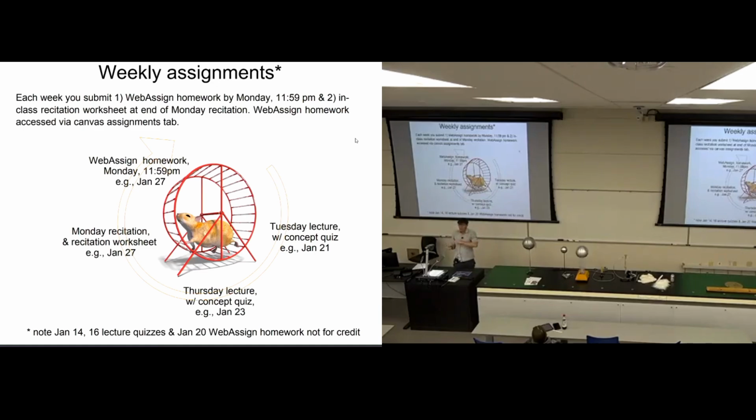Just like the recitation worksheets yesterday were not for credit, also like the quizzes that I'll give today and on Thursday, they won't be for credit. But after that, after Martin Luther King Day, all these things, the worksheets, the homeworks, the quizzes, they all start counting for credit.